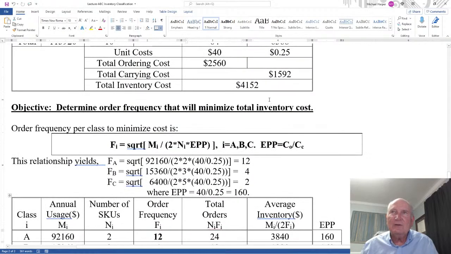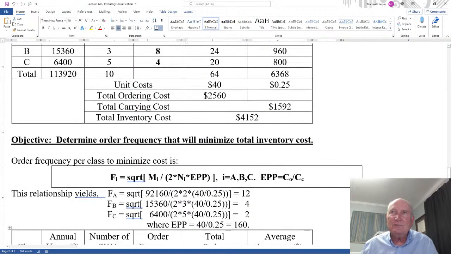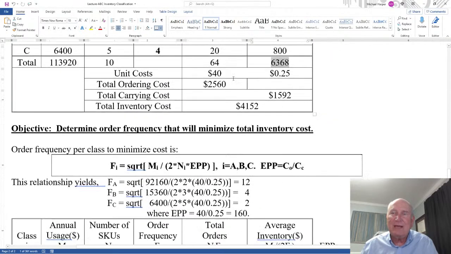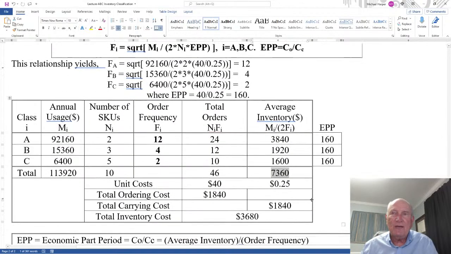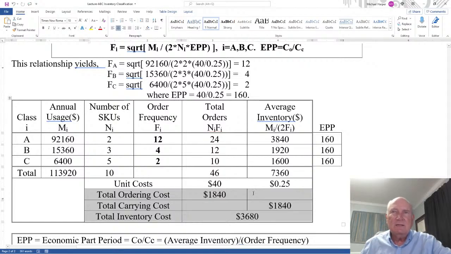But anyway, and also the 6,368, and notice what happened was, since this came down so much, this went to 7,360. Okay? But more importantly, if I multiply this by the unit costs, notice my total ordering is 1840, my total carrying is 1840, therefore this is a minimum. Interesting. Okay, but let's analyze this a little further.